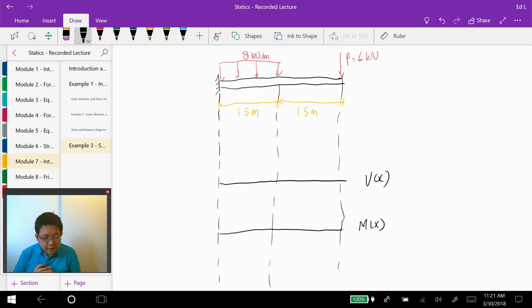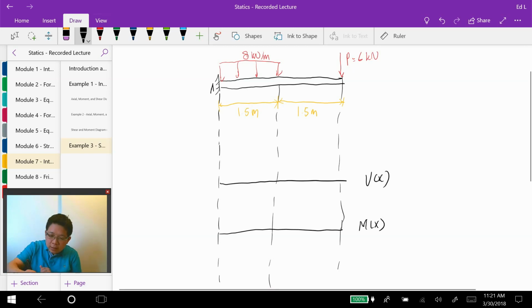Hi everyone. In this lecture, I'm going to discuss one example problem related to how to apply the relations that we have derived in the previous lectures to plot or construct the shear and moment diagrams of beam problems or beam structures. Okay. In here, we have a cantilever beam.